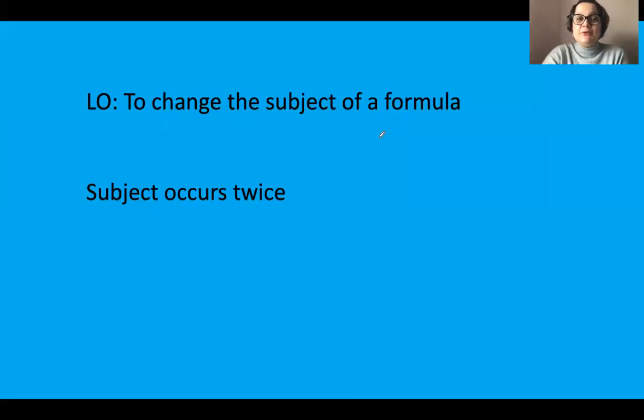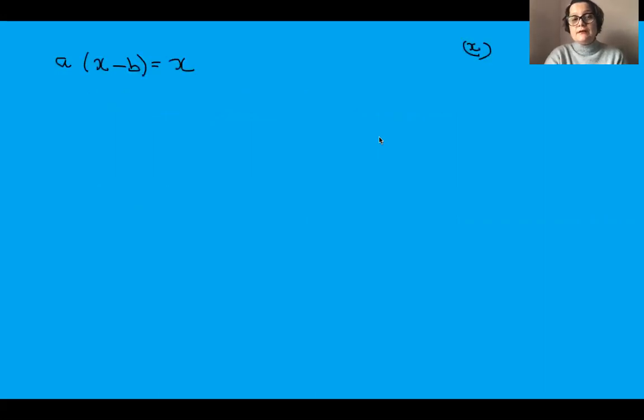Hello, today we are going to learn how to change the subject of a formula when the subject occurs twice. So again, the subject of the formula is going to be one of the letters that the question asks you to get on one side of the equation by itself. So in this case, this question asks us to make x the subject of the formula.